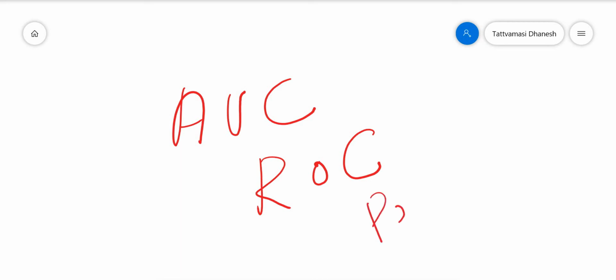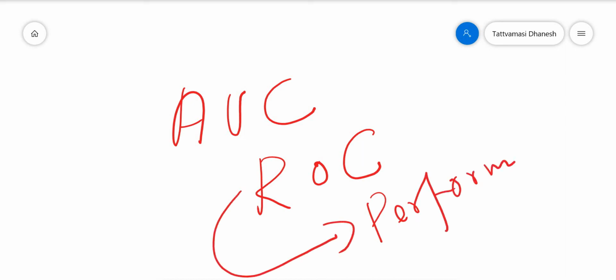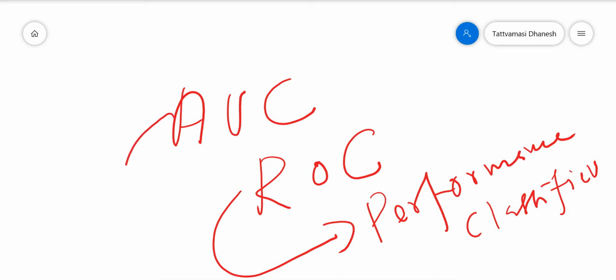So here this ROC is used to predict the performance of a classifier machine learning model, that is a binary classification. How our classification model is performing is given by the area under the ROC curve. AUC stands for area under the curve. So it tells how much the model is capable of distinguishing between classes.